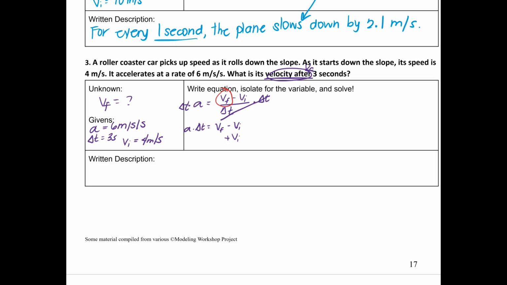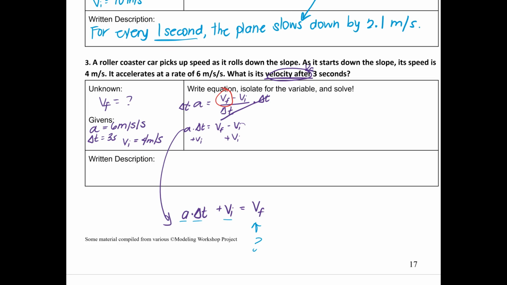And we'll just add VI. We're just going to go ahead and add VI. And what we get is A times delta T plus VI is equal to VF. And now what we're going to do is substitute the numbers here, here, and here to solve for this. Remember, this is our unknown.